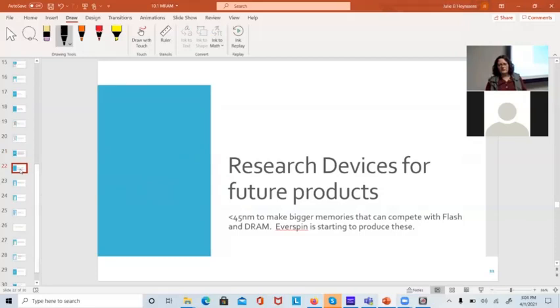Now this says research devices for future production. And this was when I first wrote these slides about 2 years ago. It's present production now. When we went down to Everspin, it was me and Bertrand and this guy from France.